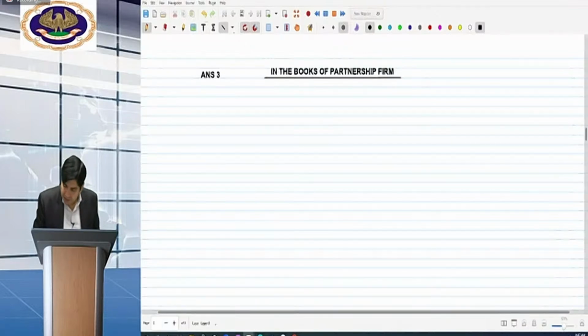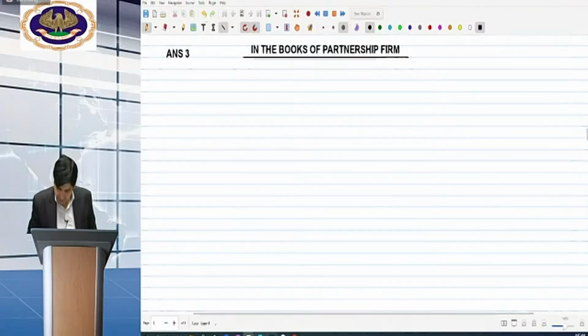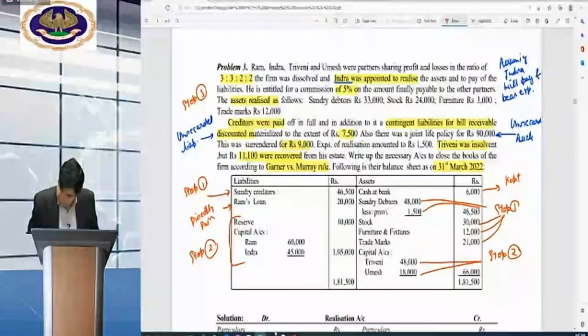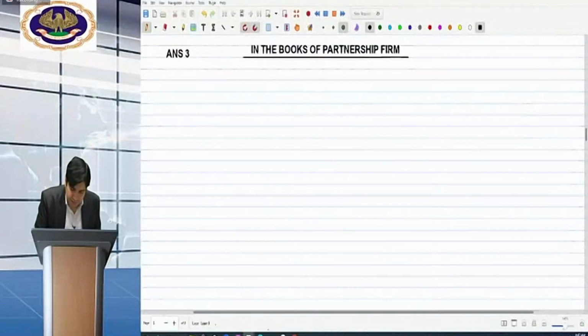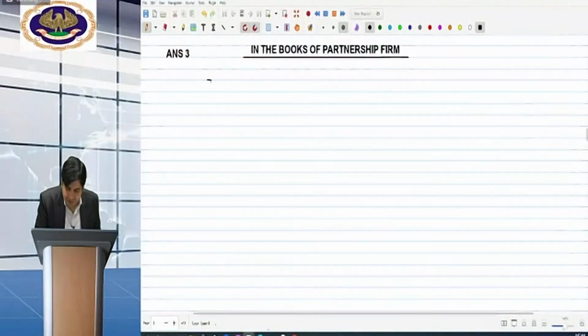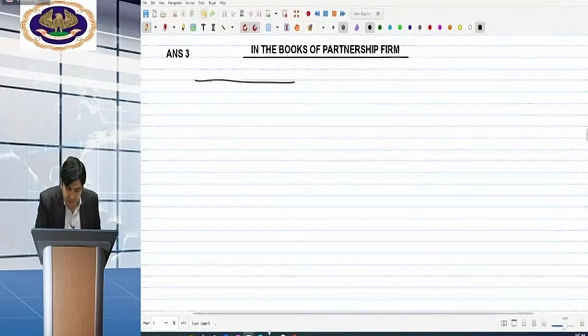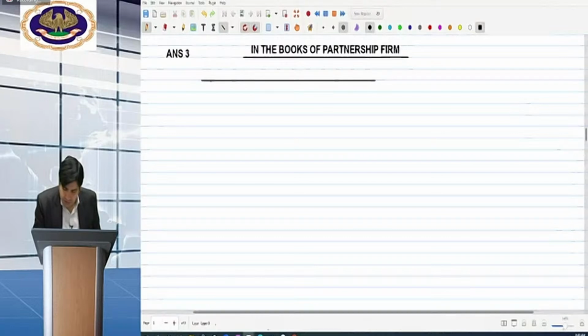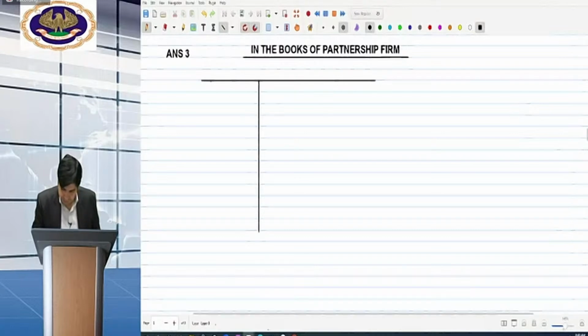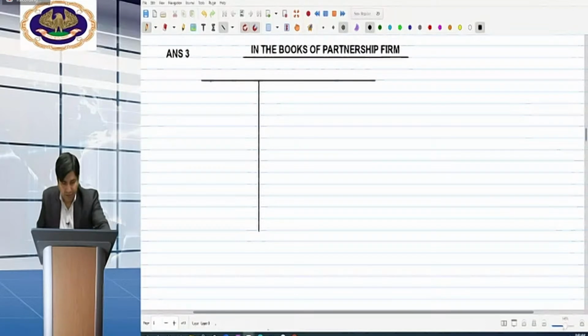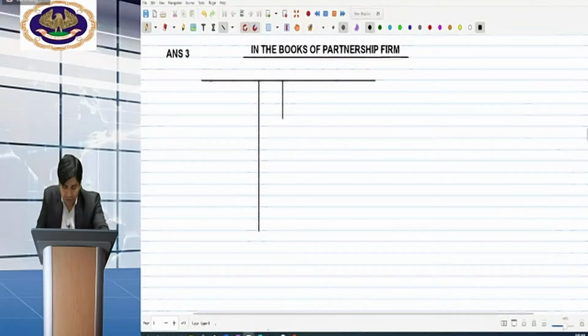We are preparing the ledger accounts. We are practicing all the questions, whatever the requirement is, everything which can be asked in the exam. Number one, the realization account is there.